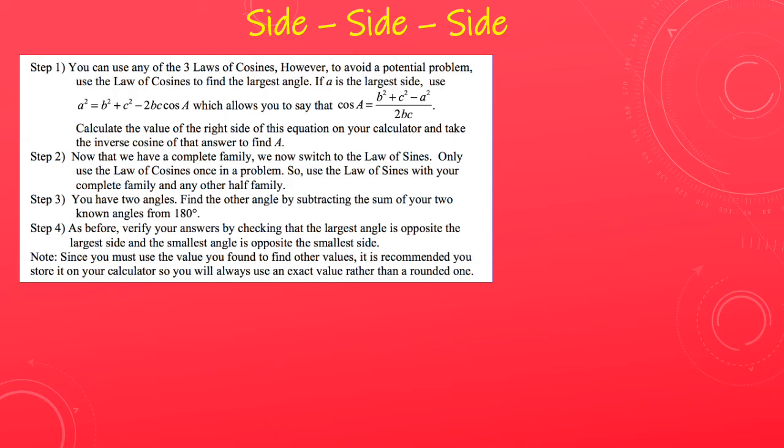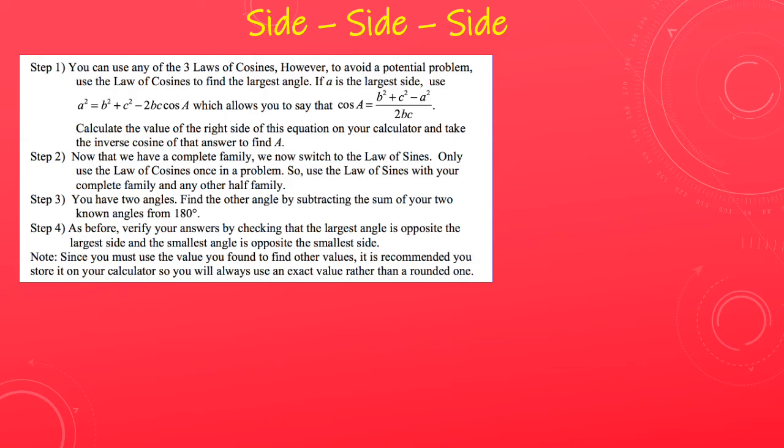First, we can use any of the law of cosines. It is suggested, though, to avoid the problem that we saw on the last page, that we use the law of cosines to find the largest angle. So if A is the largest side, use a squared equals b squared plus c squared minus 2bc cosine A, which allows you to solve for cosine A equals b squared plus c squared minus a squared all over 2bc. We calculate the value of the right side of this equation using the calculator and then take the inverse cosine of that answer to find A.